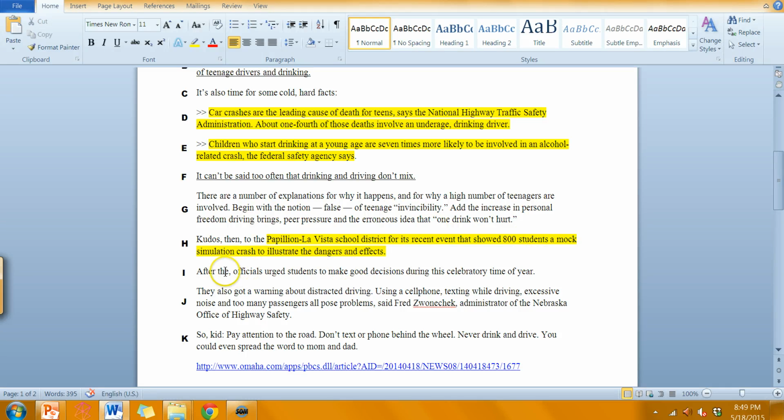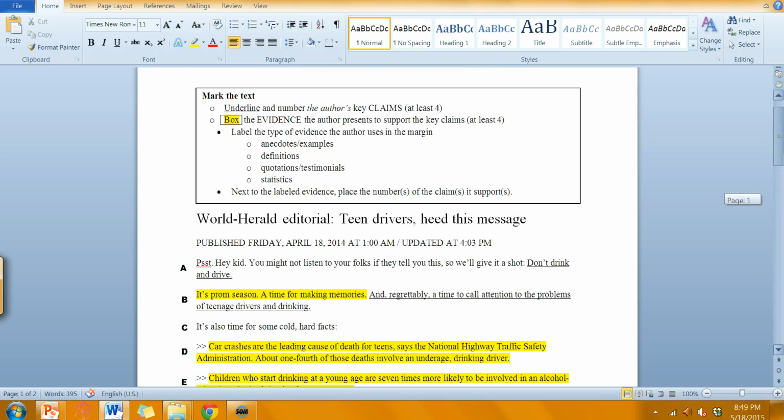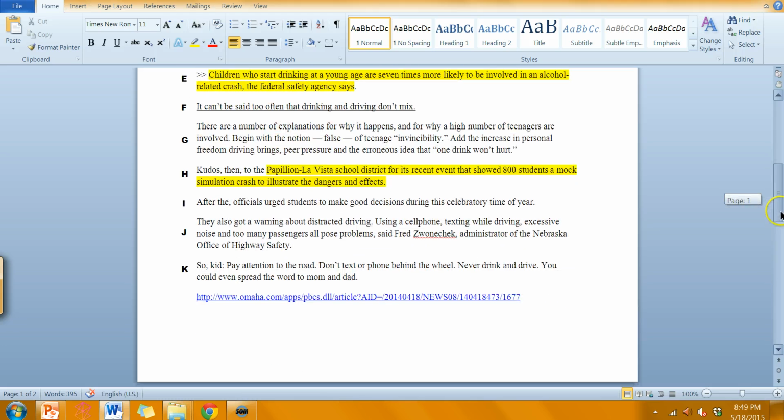Earlier when I was moving things around, I think I lost a word. But after the simulation, officials urged students to make good decisions during this celebratory time of the year. Okay, right here, again, we have some more commentary. Yes, the officials are saying make good decisions, but I'm not underlining this as a claim because as you can notice up here, it's asking for the author's claim. And then down here, it's citing the officials believe this. The author and the officials clearly agree, but the author's not owning this claim.